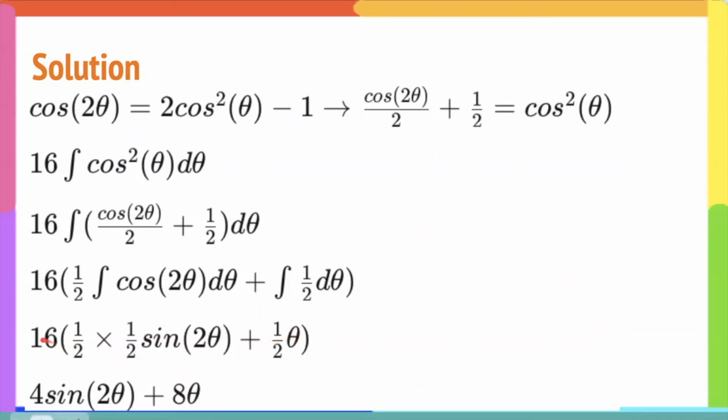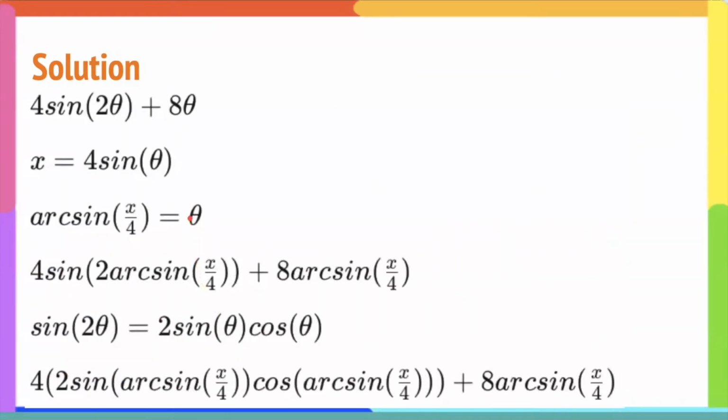Now there's a 16 out in front, so you can distribute that. It simplifies to 4 sine of 2 theta plus 8 theta. All right, but now you need to change the thetas to x's. We set x equal to 4 sine of theta, so that means arc sine of x over 4 is equal to theta. So now we plug that in.